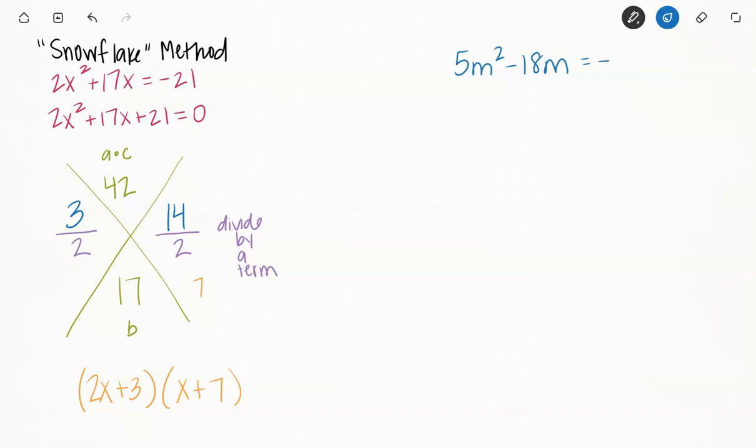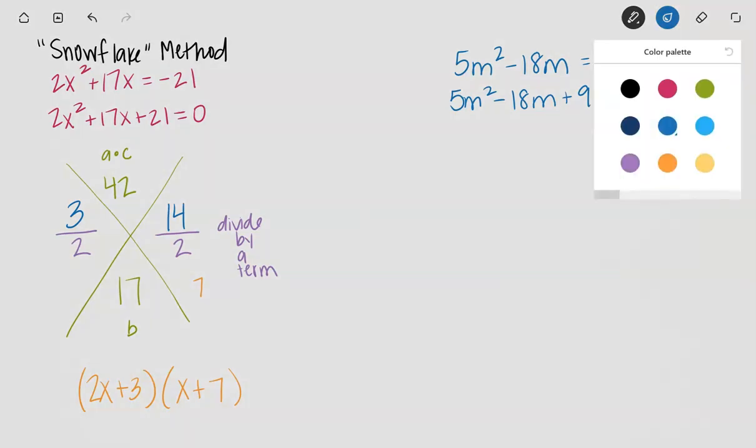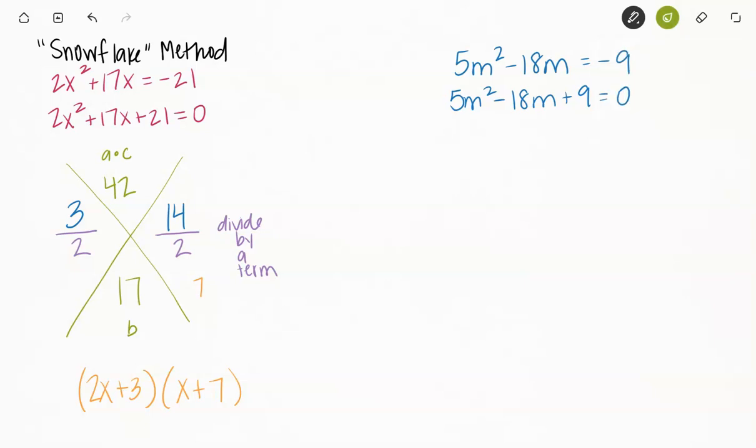18m. Okay. So we're going to go ahead and move that over. Again, my habit is to always keep a positive, so I don't have to worry about dividing out by a negative. 5m squared minus 18m plus 9. This snowflake method, the reason why it would be called that is sometimes people will put a line like this for that division sign.